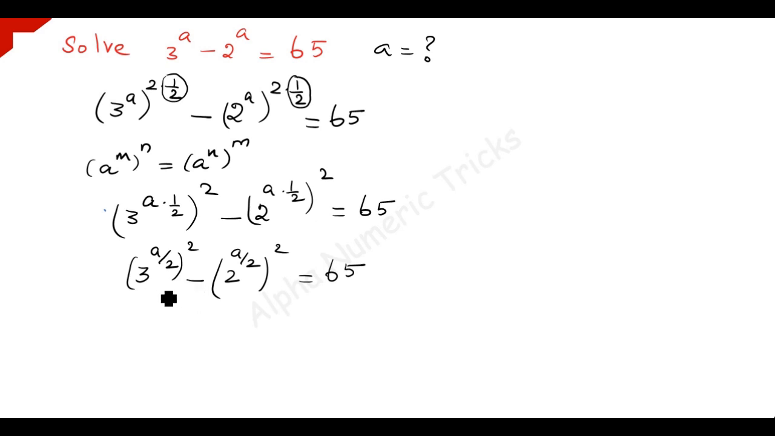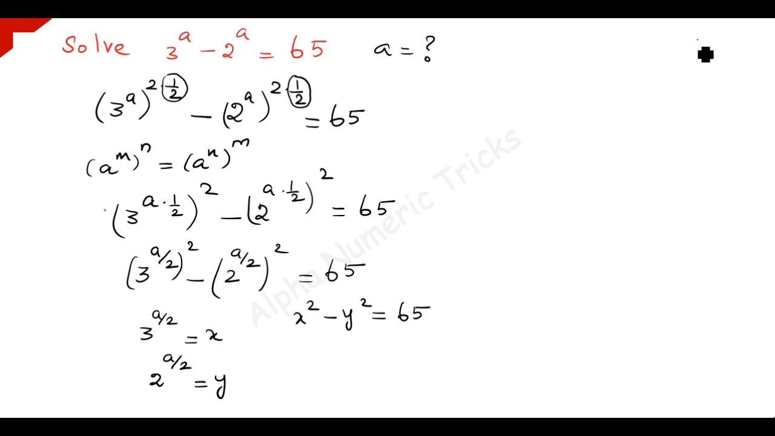Now, for our simplification, we take 3 to the power a by 2 is equal to x and 2 to the power a by 2 is equal to y. After the substitution, our equation becomes x squared minus y squared is equal to 65. Okay, so we have to find the values of x and y and substitute here. Then we can get the answer for a.